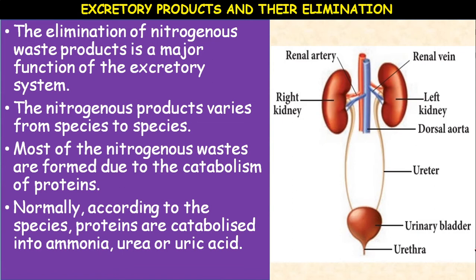Okay, this is the excretory system. The excretory system is a unit which performs excretion. This particular excretory system includes a pair of kidneys, a pair of ureters, and a urinary bladder. The human excretory system also is of this type. Most of the terrestrial animals possess kidneys as excretory organs. So excretory products and their elimination.